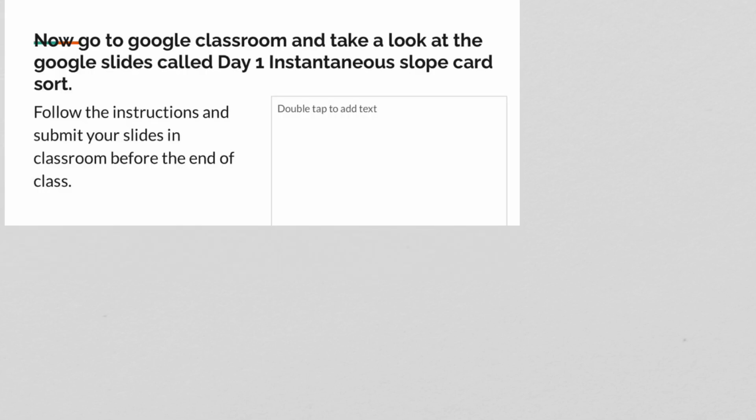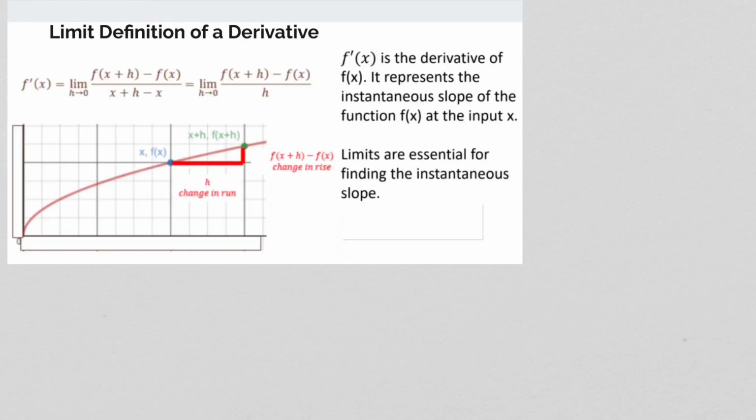Okay, now you're going to practice what you just did with these notes. Go back to Google Classroom and take a look at the slides called Day 1, Instantaneous Slope Card Sort. Follow the instructions on the slides; you're moving things around or inserting text boxes there. This should be done before the end of class because remember this is a homework-free weekend, so you want to get it done now. Once that's done, you could work with other people on that, just submit your own. Then come back here to the video and get the rest of the lesson today, which is about the limit definition of a derivative.